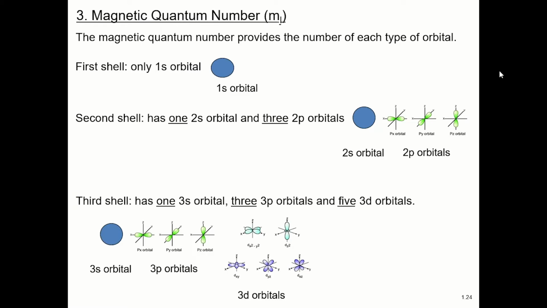Hello everyone, and welcome to the fourth video in the Advanced Higher Chemistry Unit 1 series. Now we're going to have a look at the magnetic quantum number.